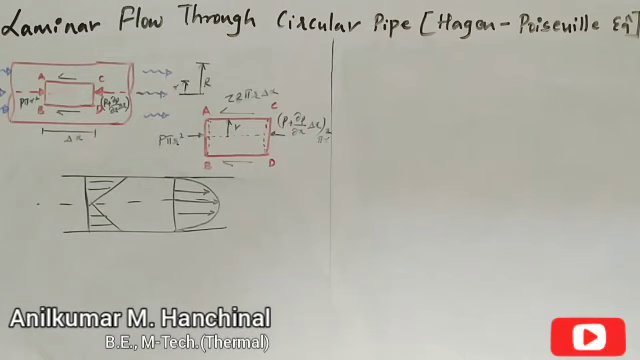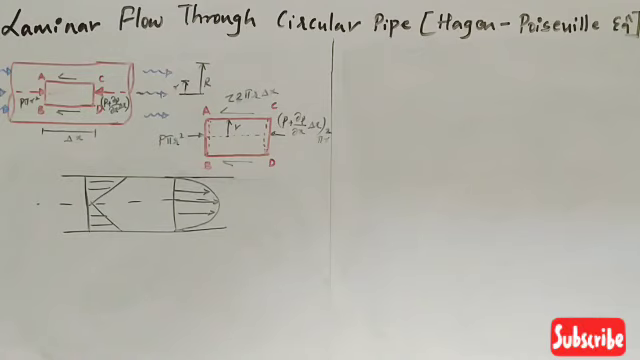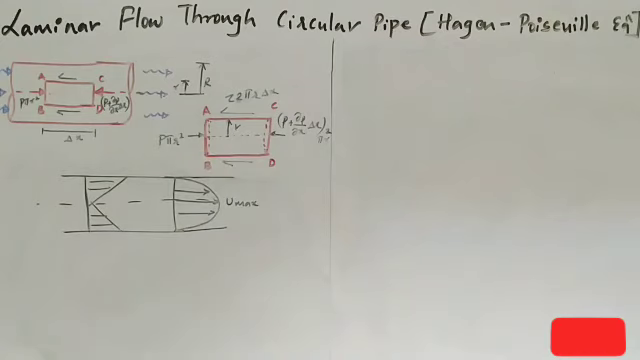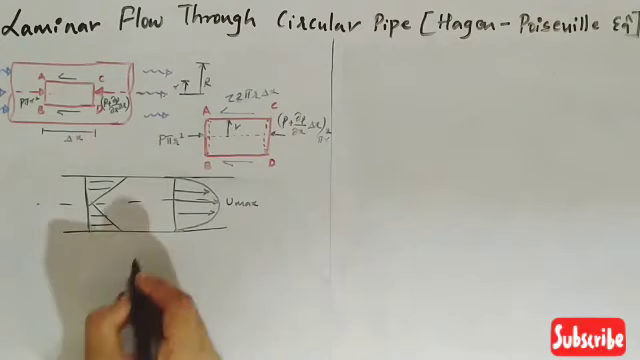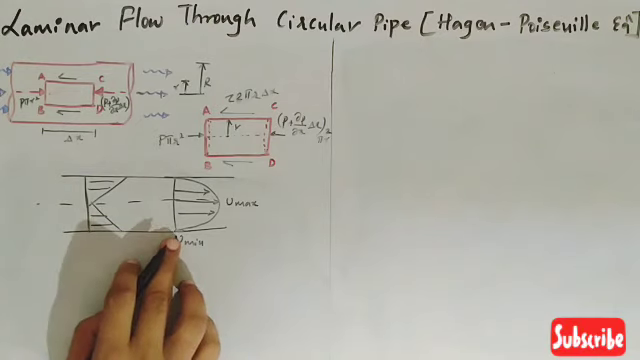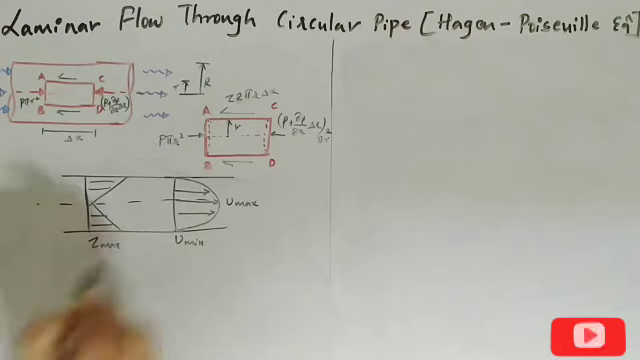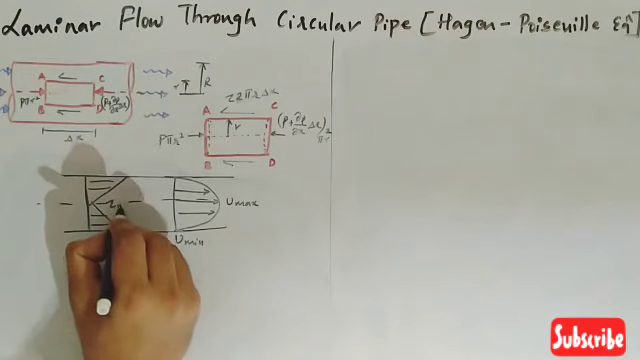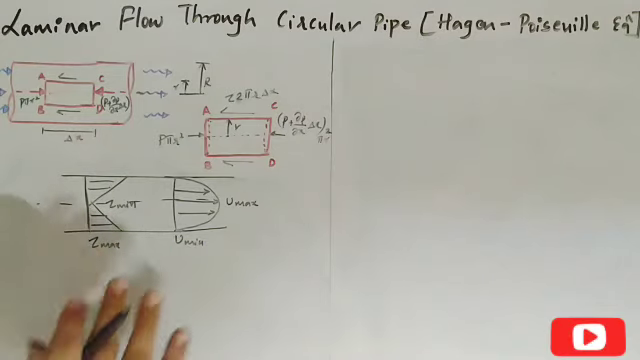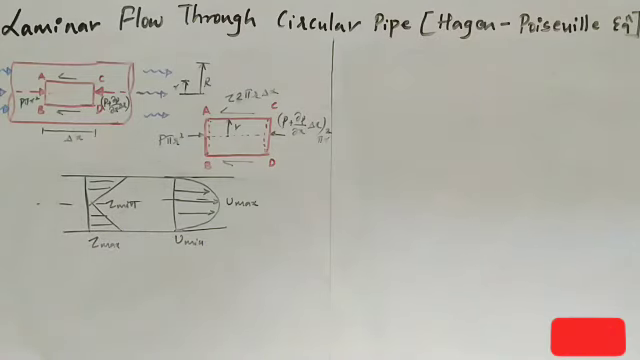As we know, the velocity at the center of the pipe will be maximum at its center line, so here you get u equals u max, whereas at the wall the velocity will be very minimum because the flow is resisted by friction. Due to friction the shear stress will be maximum at the wall and minimum at the center of the pipe. This is the velocity distribution, and you need to draw this figure in the examination.